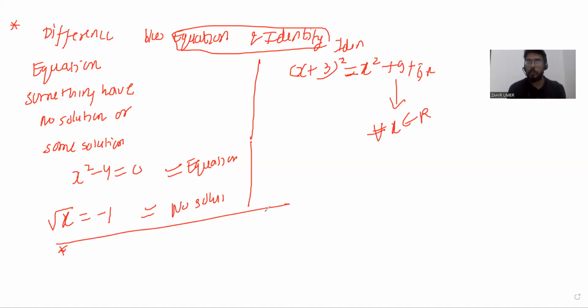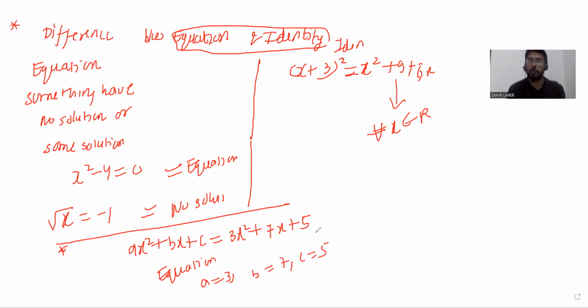And one thing I should clear: if it is written as the equation ax square plus bx plus c is equal to 3x square plus 7x plus 5, if it is written as an equation, then we cannot compare the coefficients here. Here, a is not necessarily 3, b is not necessarily 7, c is not necessarily 5. In case of equation, we cannot compare the coefficients.